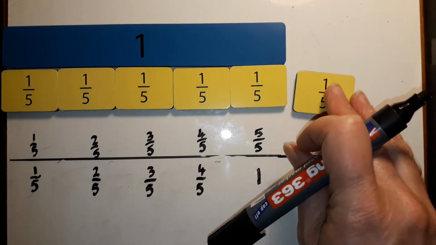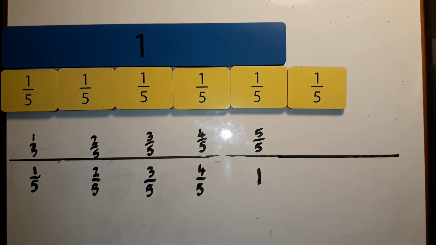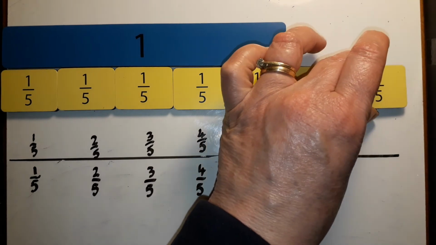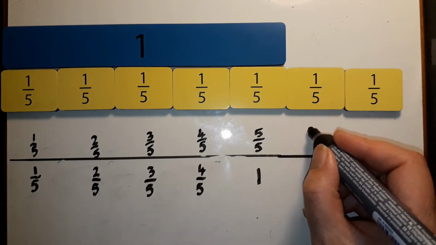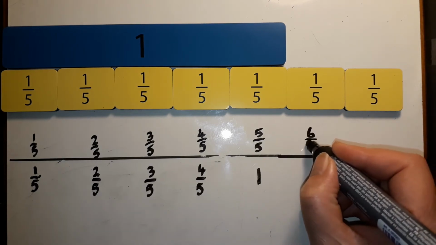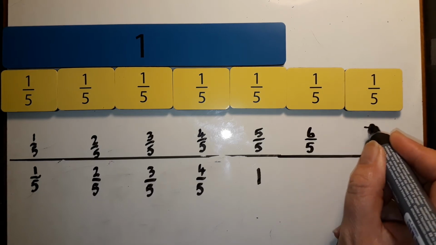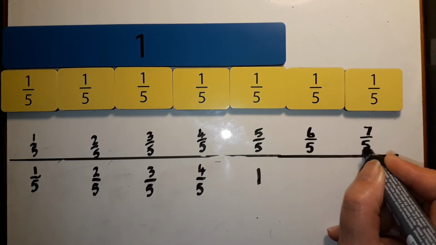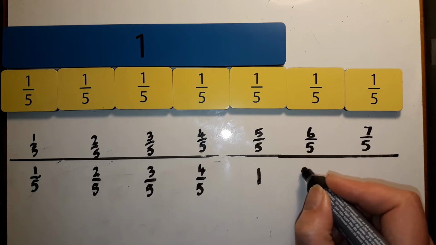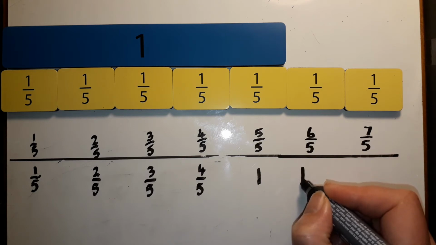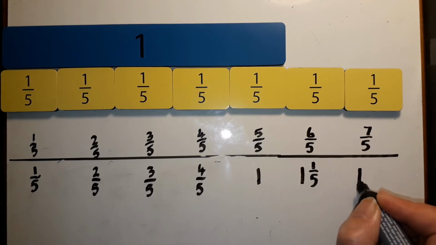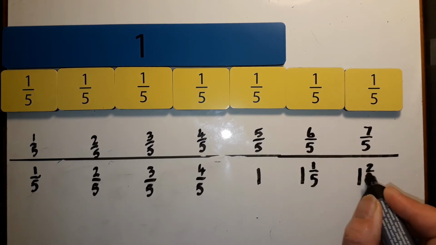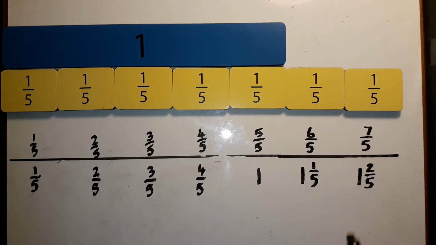So I'm now adding 2 more fifths to my bar model. Okay, and our fraction is just going to keep going up: 6 fifths, 7 fifths, and our mixed number is going to go 1 and 1/5, 1 and 2 fifths.